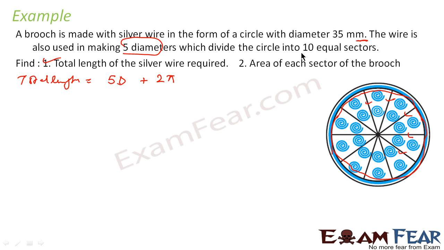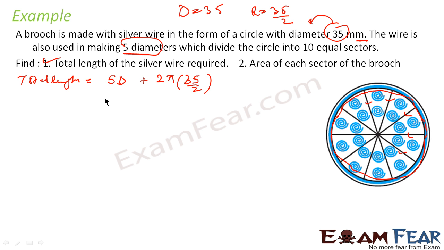What is the value of r? R is 35 by 2 because 35 is diameter, right? D is equal to 35, R is equal to 35 by 2. 2 pi into R, that is 35 by 2. So this is the total length required.